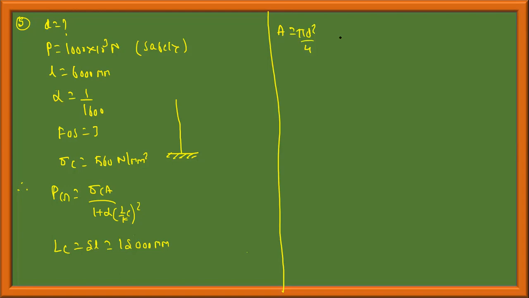Tell me what is pi d square by 4. And since this is a solid section which I am assuming, I will take I equal to pi d power 4 by 64, which in the case of a hollow section was pi d naught power 4 minus di power 4 by 64. Can you tell me both these values in terms of d power 4? K is equal to root I by A. Tell me this also.